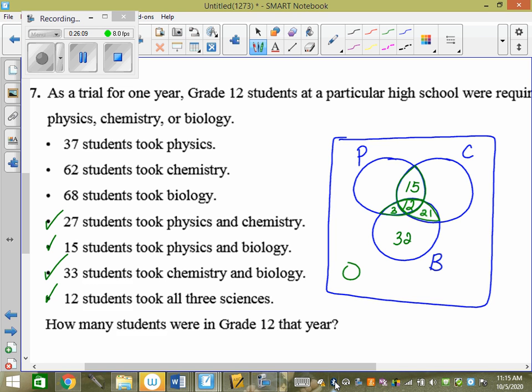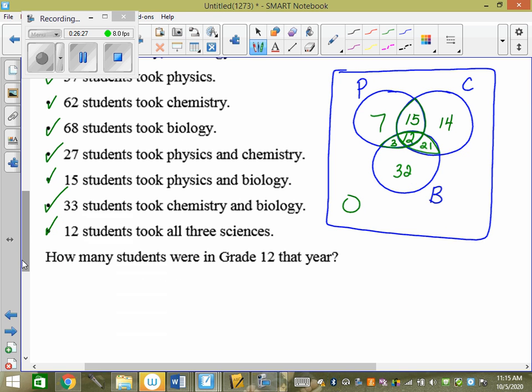Then I need to have 62 took chemistry. So in this circle, I need to have 62. I already have how much? 48. So how much do I have in just chemistry? 14. And then in just physics? 7. When I add them all up, how many do I have? 104. So that's the nicest 3-circle that I could give you.